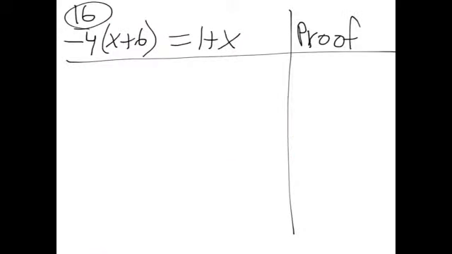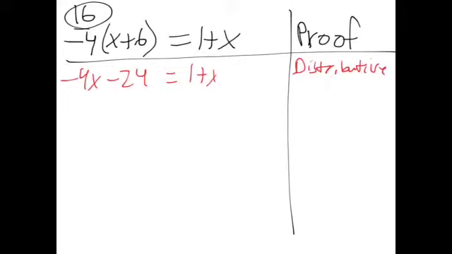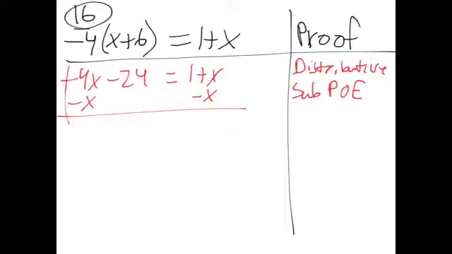Moving on to the next one, 16, start out with distributing that negative 4 through. We get negative 4x minus 24. And the right side is 1 plus x because nothing distributes there, so that's going to be the distributive property. And now I'm going to move my x's, so I'm going to subtract x from both sides and simplify. Well, subtraction property of equality. So here I'm going to get negative 5x minus 24 equals 1.